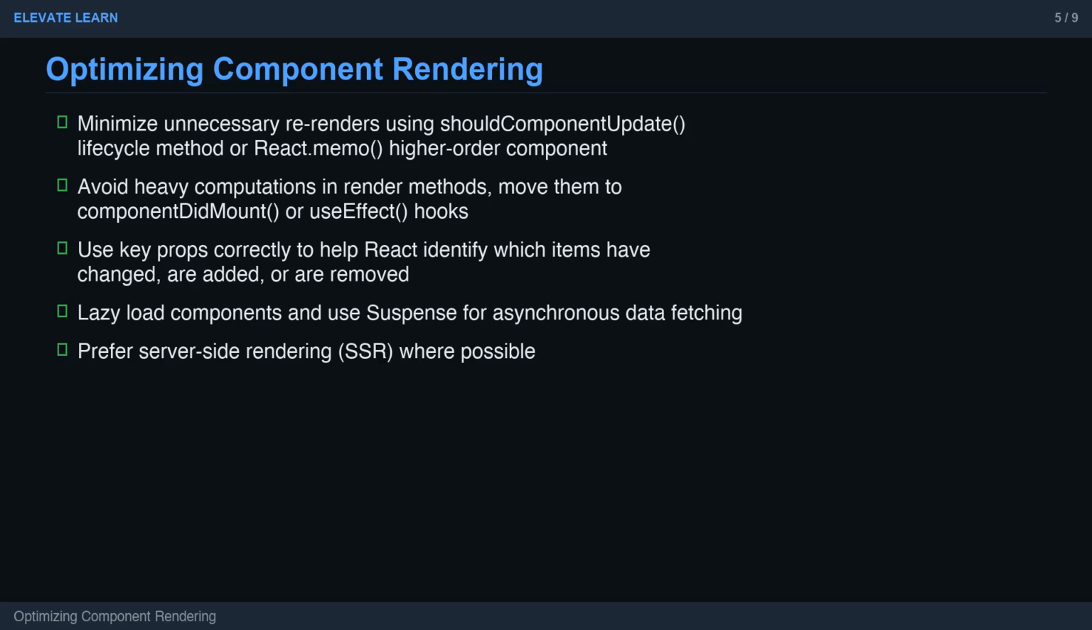Welcome to optimizing component rendering in React. First up, let's talk about minimizing unnecessary re-renders. Use the shouldComponentUpdate lifecycle method or React.memo as a higher-order component. Next, avoid heavy computations in your render methods. Instead, move those calculations to componentDidMount or useEffect hooks for better performance.